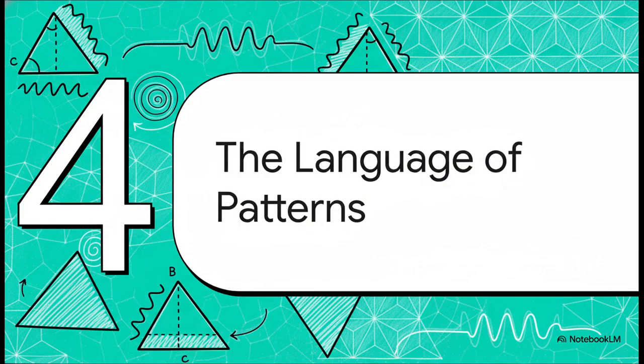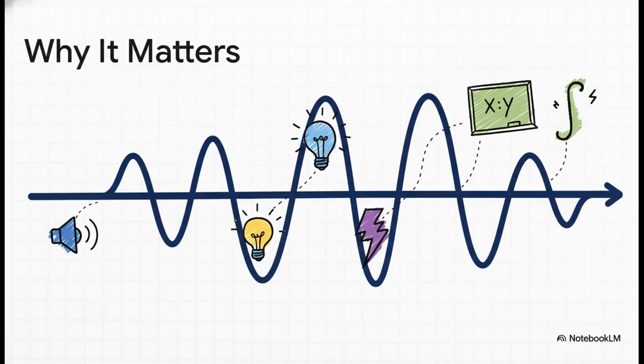Okay, so we did it. We connected the triangle to the wave. It's a beautiful piece of math for sure. But so what? Why does any of this visual magic actually matter in the real world? Well, it matters a ton, because it turns out that almost everything that repeats or oscillates or vibrates can be described using these exact waves.